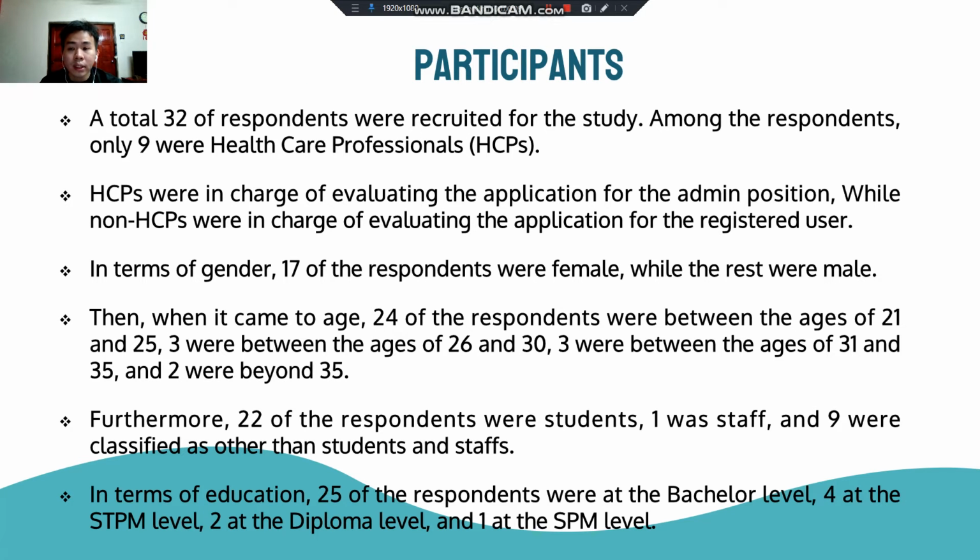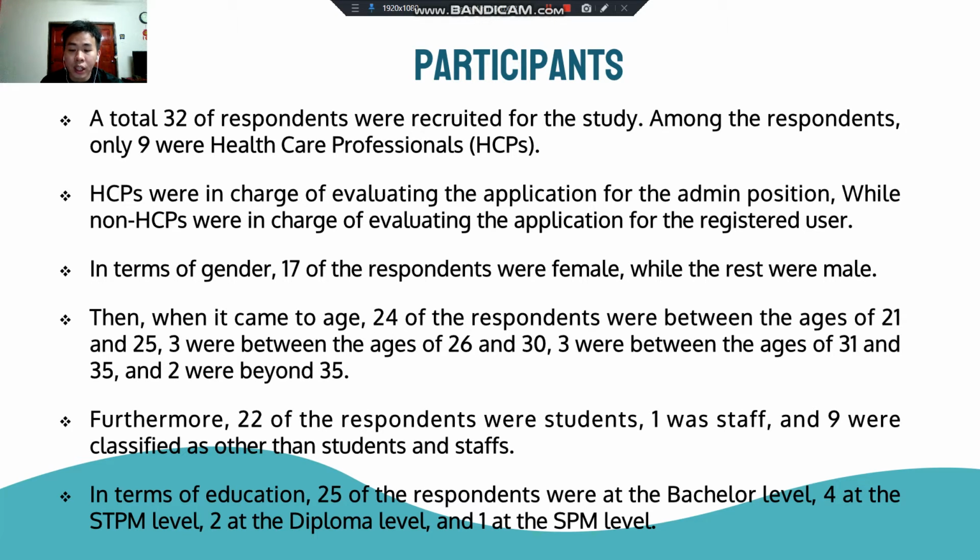For the participants, a total of 32 respondents were recruited for the study. Among the respondents, only 9 of them were healthcare professionals. Healthcare professionals were in charge of evaluating the application for the admin position, while the non-healthcare professionals were in charge of evaluating the application for the registered user. In terms of gender, 17 of the respondents were female, while the rest were male.